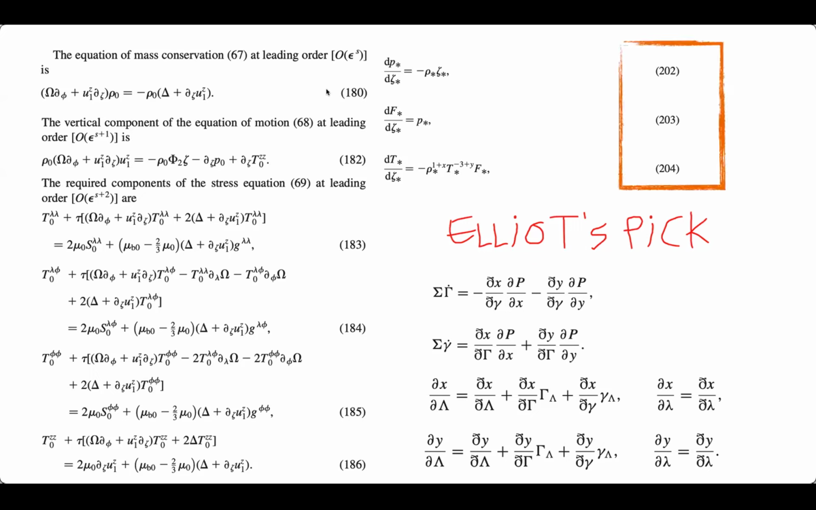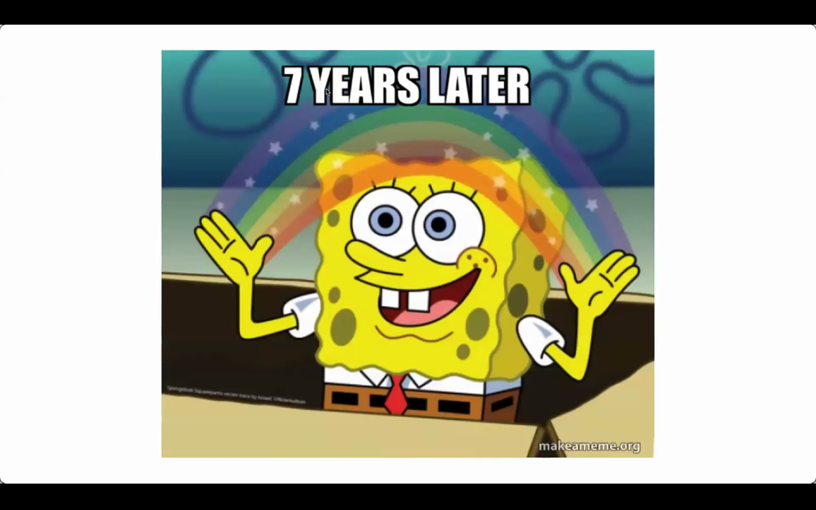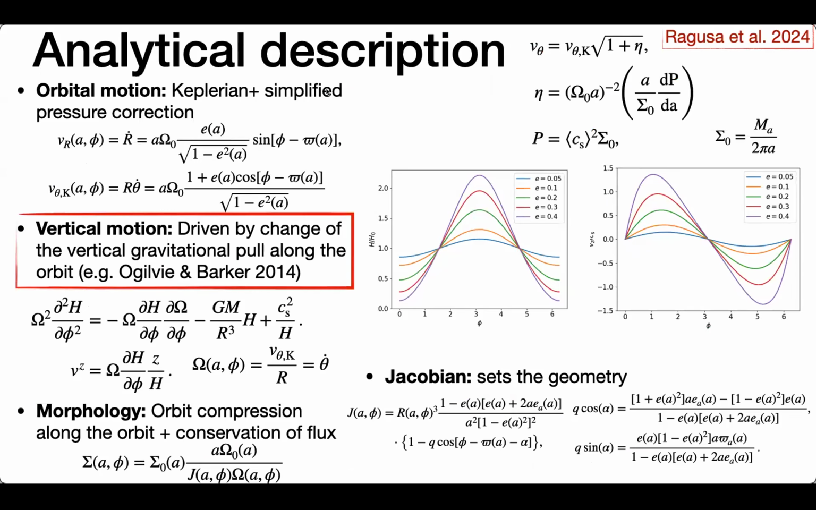But 7 years later, after starting this project with this master student, we ended up in Ragusa et al. 2024 providing a more concise and more accessible discussion of eccentric disk dynamics. It's still the same formalism used there. We simply changed the language to make it a bit more accessible and more usable in daily life, let's say.